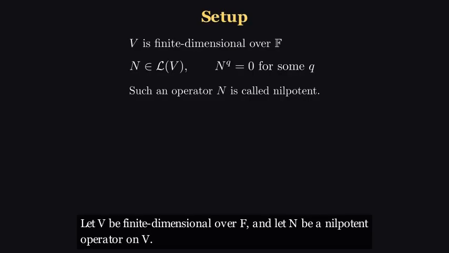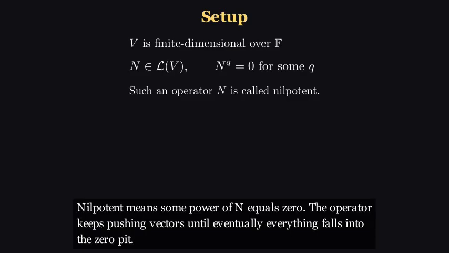Let V be finite dimensional over F, and let N be a nilpotent operator on V. Nilpotent means some power of N equals 0. The operator keeps pushing vectors until eventually everything falls into the zero pit.